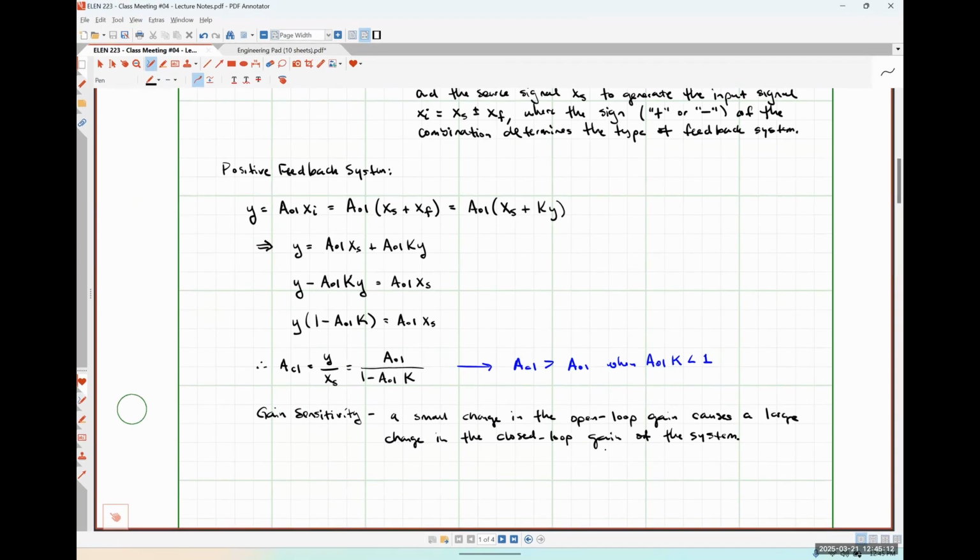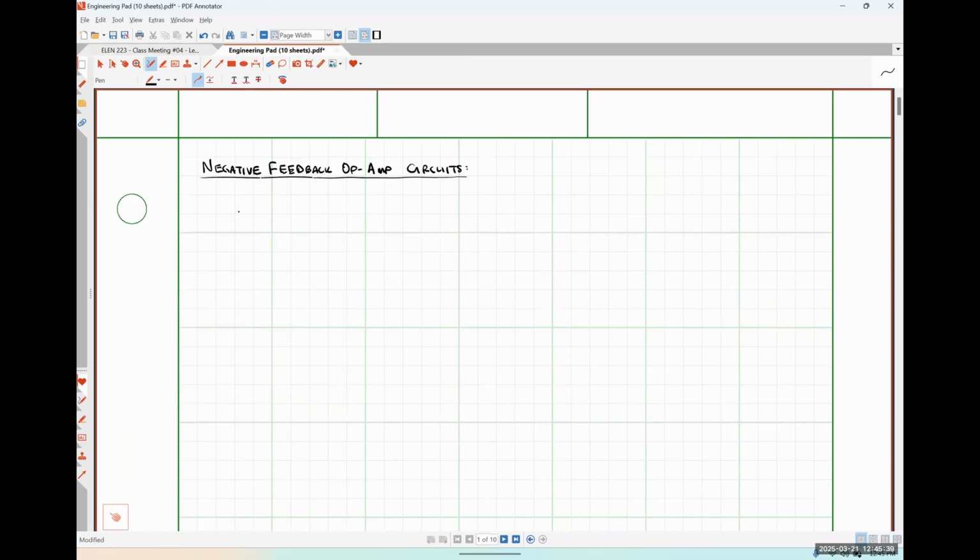Down here at the bottom of this page, we derived a mathematical relationship for our closed loop gain for a positive feedback system. What do you think the only change that's going to occur in our closed loop gain for a negative feedback system is going to be? Exactly right. That's going to flip the sign on that AOL times K term. So our closed loop gain, ACL, is going to be our open loop gain divided by 1 plus AOL times K.